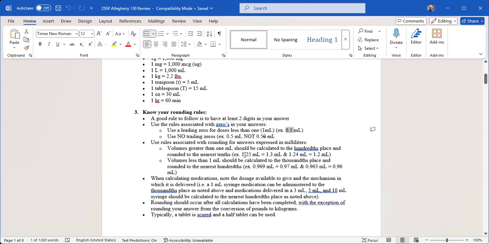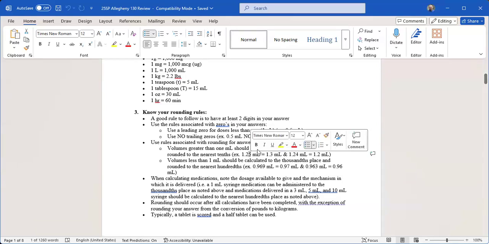So, like here, let's say my answer is 1.25 milliliters. You would look at the five. The five would tell you to round up. So you would round that to 1.3 milliliters as your final answer. If the answer was 1.24 or 3 or 2 or 1 or 0, then you would not round up. You would drop the 4 and leave it at 1.2.